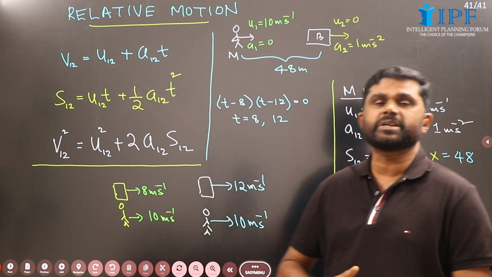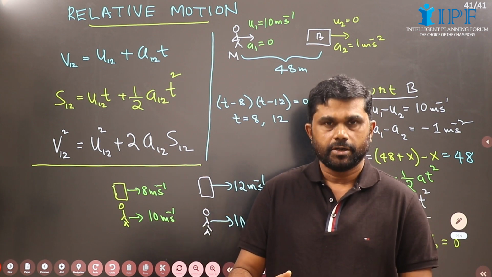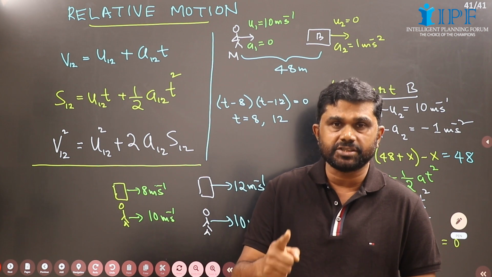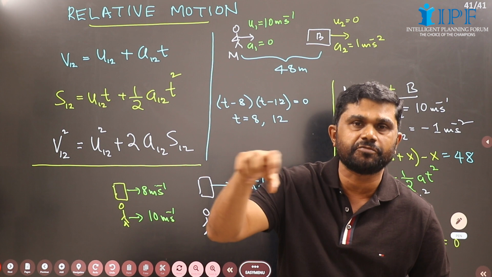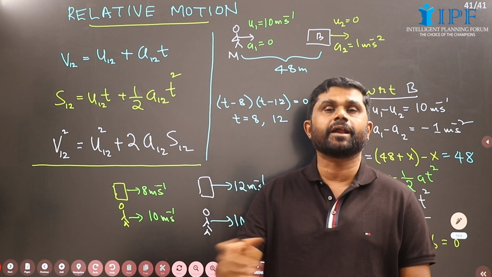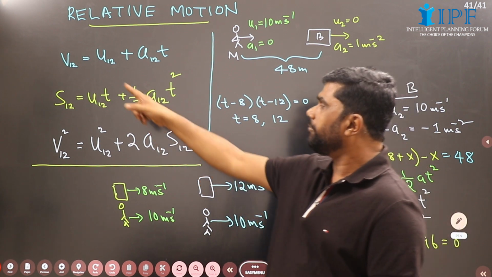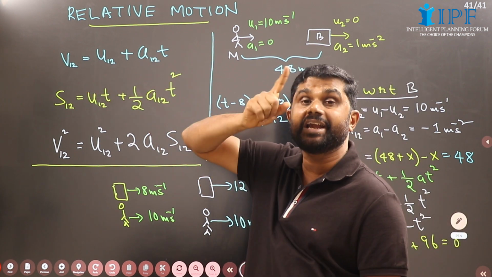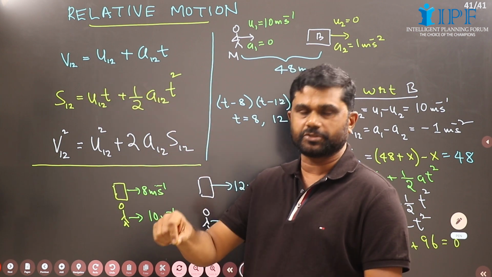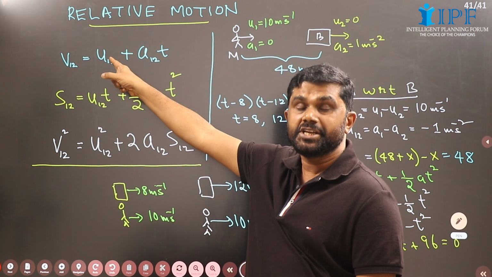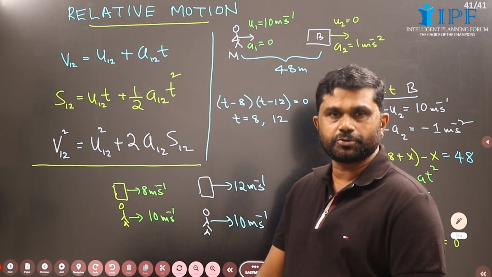v equal to u plus at can be applied for the first body, or you can apply it for the second body. What I am telling you now is that you can apply this equation for the two bodies together, only one equation for the two bodies, provided they are moving for the same time. Then you have to replace all the quantities with the relative quantities. That means v12, final velocity of 1 with respect to 2, then u12, initial velocity of 1 with respect to 2, a12, acceleration of 1 with respect to 2.